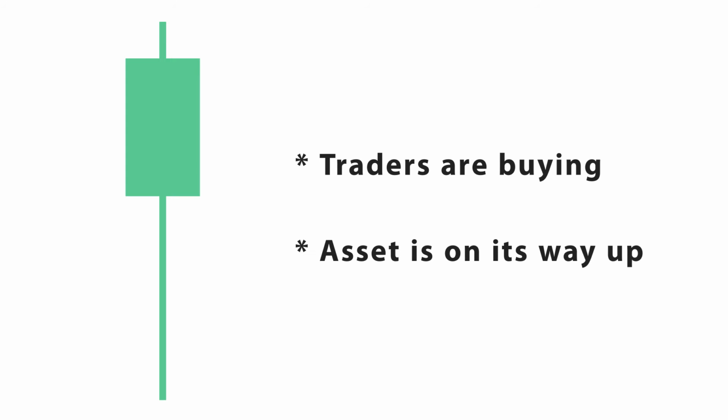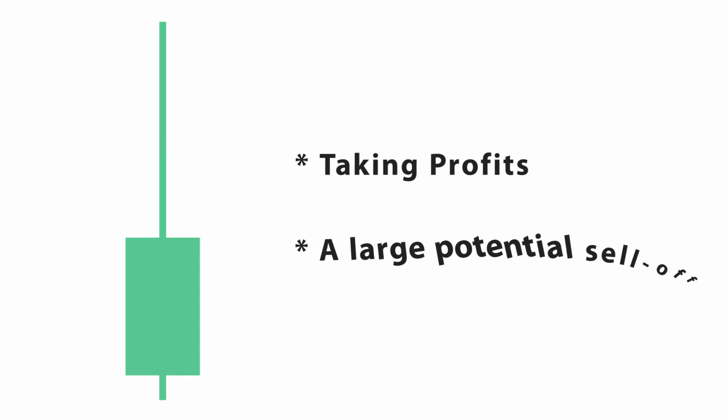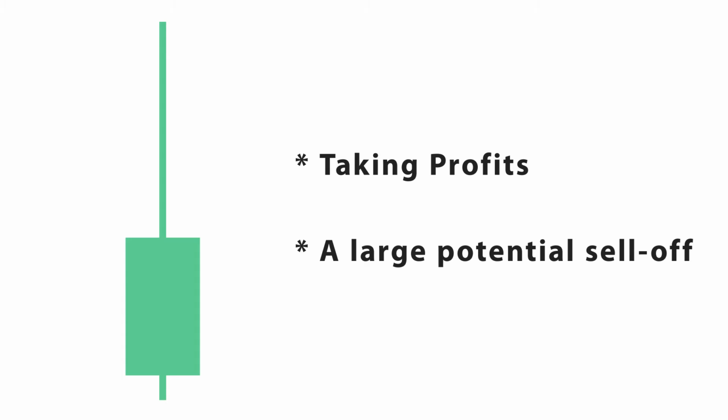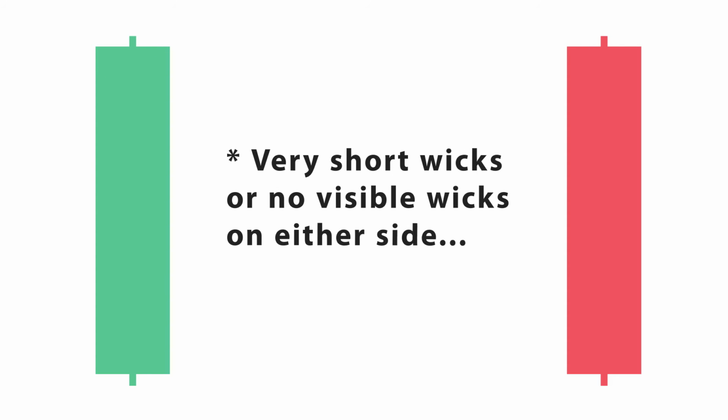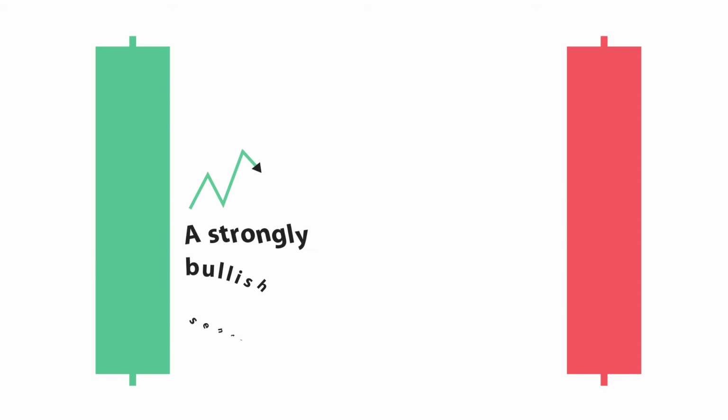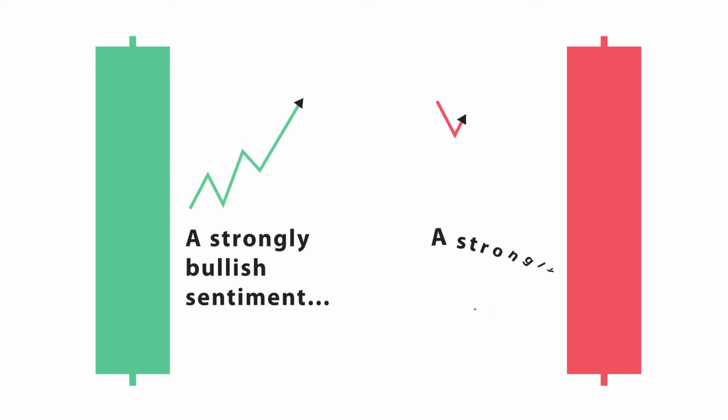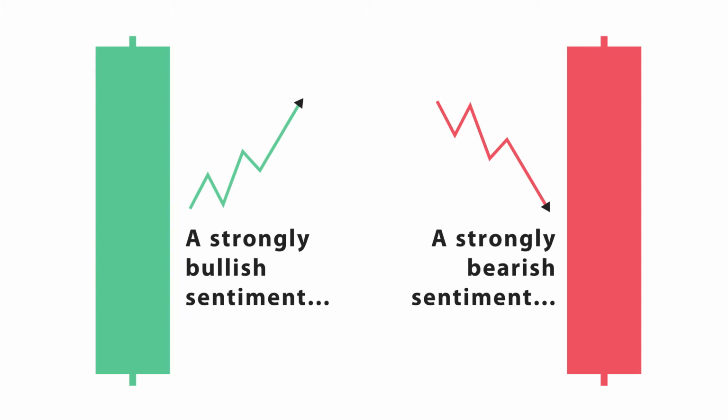A long wick on the bottom of a candle, for instance, might mean that traders are buying into an asset as prices fall, which may be a good indicator that the asset is on its way up. A long wick at the top of a candle, however, could suggest that traders are looking to take profits, signaling a large potential sell-off in the near future. If the body occupies almost all of the candle with very short wicks or no visible wicks on either side, that might indicate a strongly bullish sentiment on a green candle or a strongly bearish sentiment on a red candle.